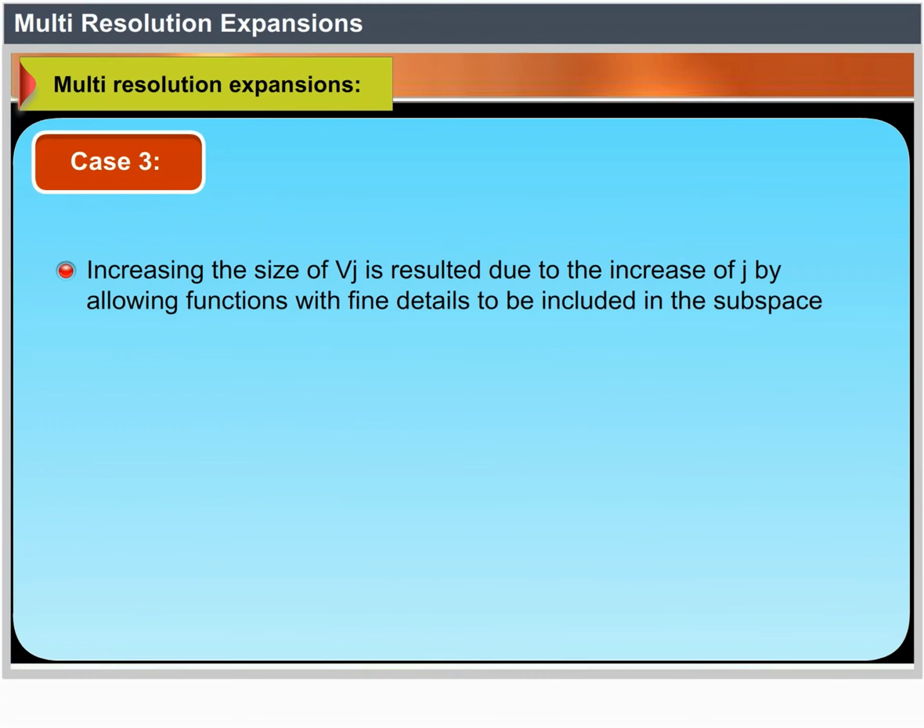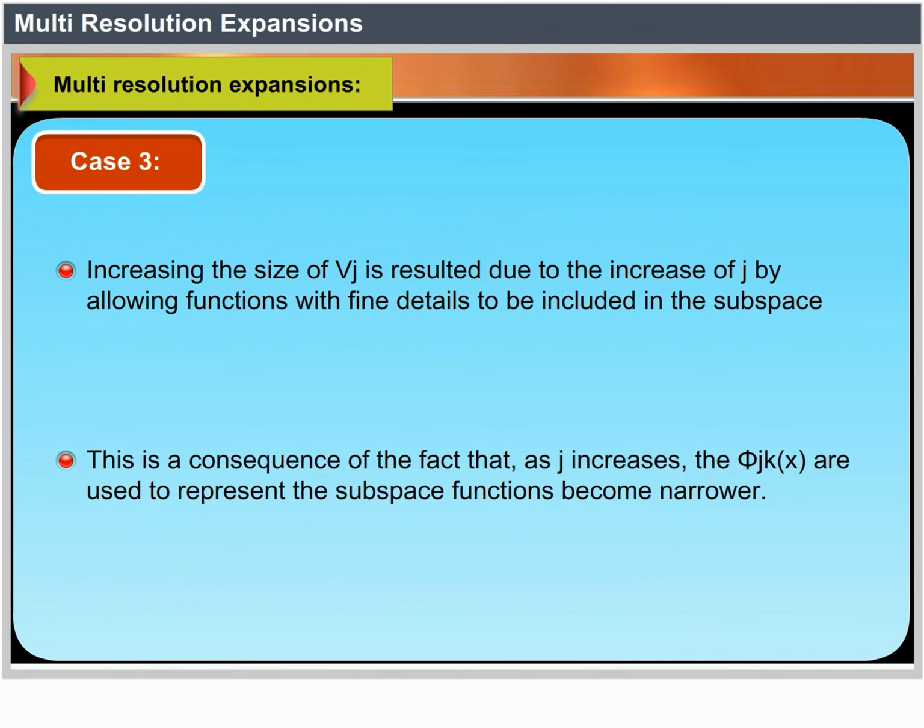Increasing j increases the size of Vj, allowing functions with fine details to be included in the subspace. This is a consequence of the fact that as j increases, the φ_jk(x) that are used to represent the subspace functions become narrower.